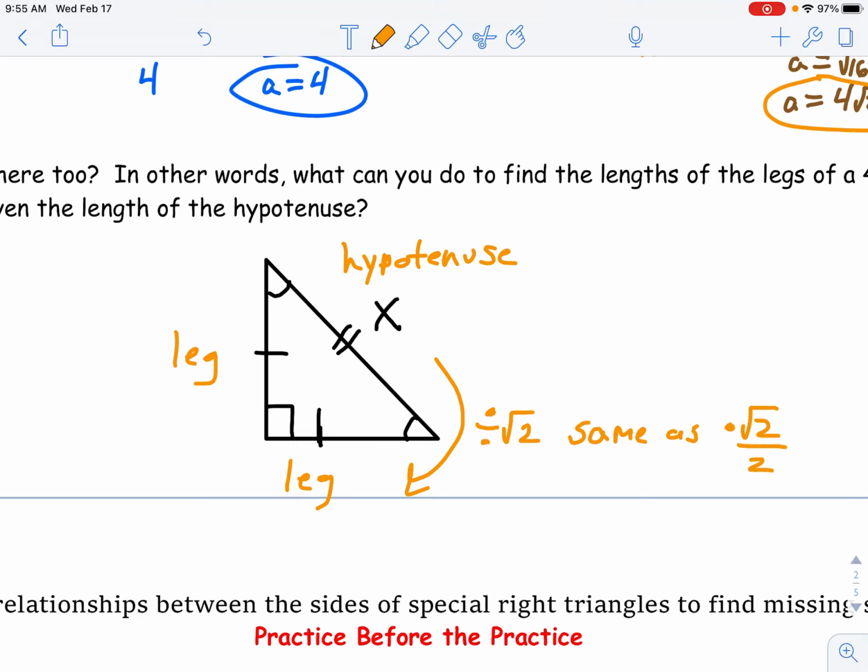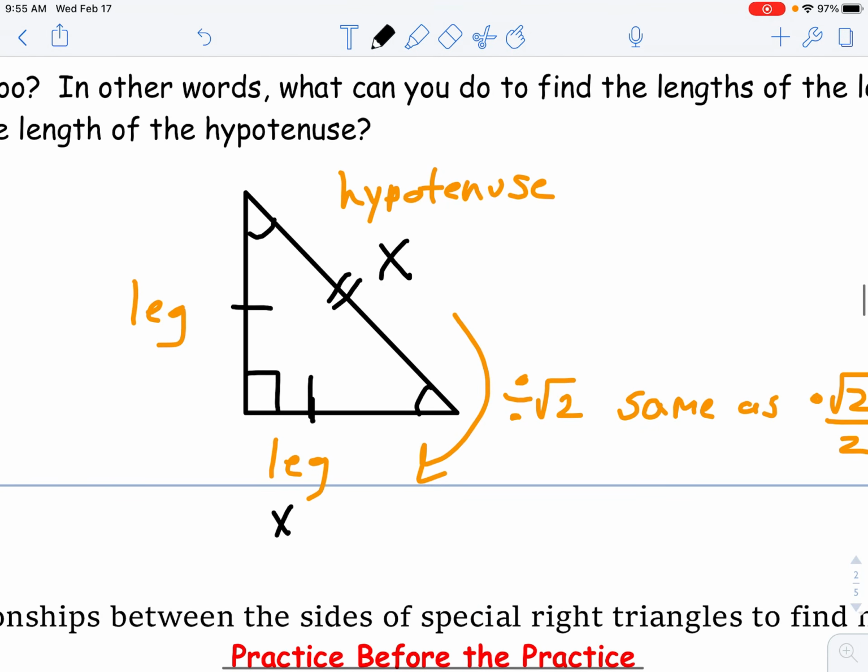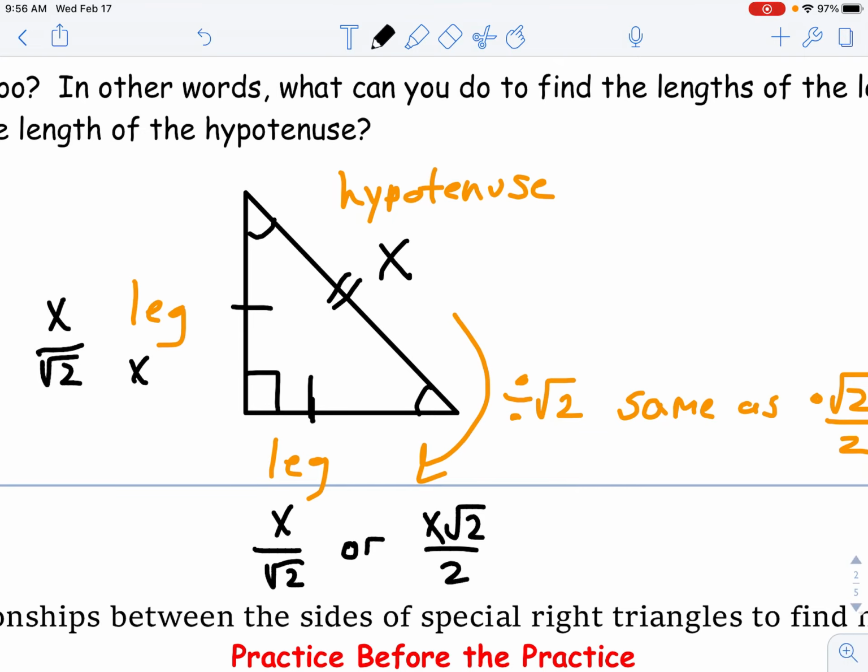So there are two ways to think about it. You can think about dividing by radical 2, in some cases just removing it, or multiplying by radical 2 over 2. So then the legs would be, just to emphasize, x divided by radical 2, or x radical 2 over 2. It's just a rationalized denominator. It's the same number, just a rationalized denominator.